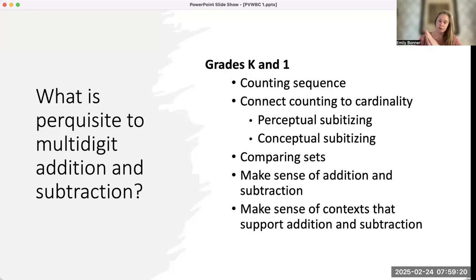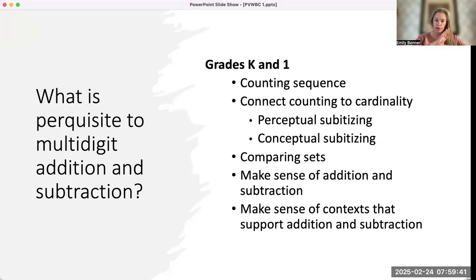Sure, anybody can copy the steps for the standard algorithm, but understanding place value ensures that your students will know why they're doing what they're doing. So that's going to be our focus today and next class. So part of what I wanted to do today is just lay this foundation for how we move into those place value strategies.